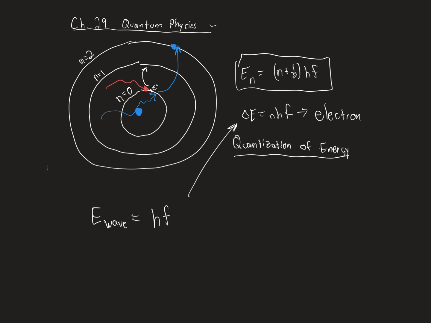Because electrons are particles. Electron is a little particle. We can measure them, we can find them, we can see them. But this is the energy of a wave. So this says that electrons are particles and waves. Freaked people out. Very weird.